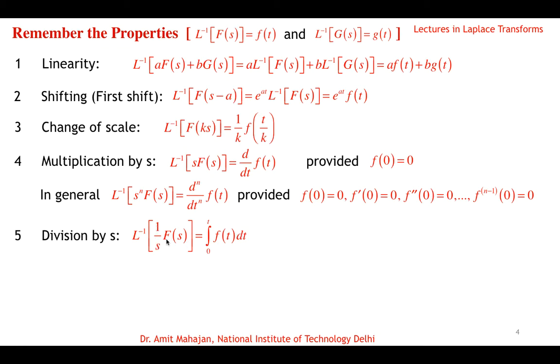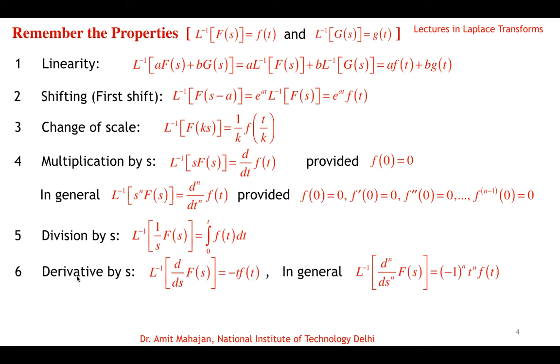Right, so it can also be generalized. If I have division by s square, then 1 by s gives one integral and another 1 by s will give another integral. So it will be a double integral from 0 to t, 0 to t. Okay, so we can extend this also.